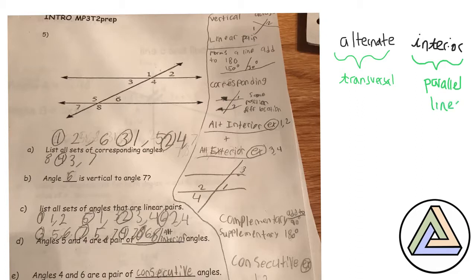So that's important to keep in mind, that when you're calling something alternate interior or same side interior or alternate exterior, the first word has to do with the relationship of the angles around the transversal, and the second word has to do with the relationship of the angles with regards to the parallel lines. Are they on the inside of the parallel lines, or are they on the outside of the parallel lines? Of course, if they are on the inside of the parallel lines, the angles will be interior. And if they are on the outside of the parallel lines, the angles will be exterior. It so happens that 5 and 4 are on the inside of the parallel lines, which means that they're interior.